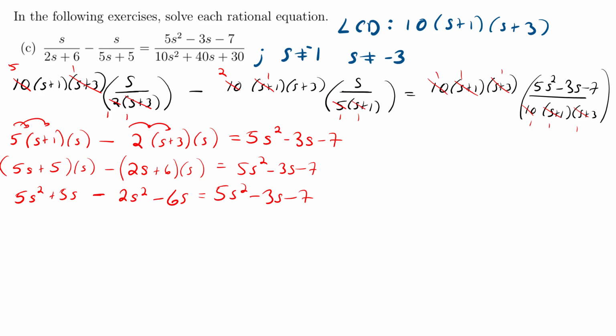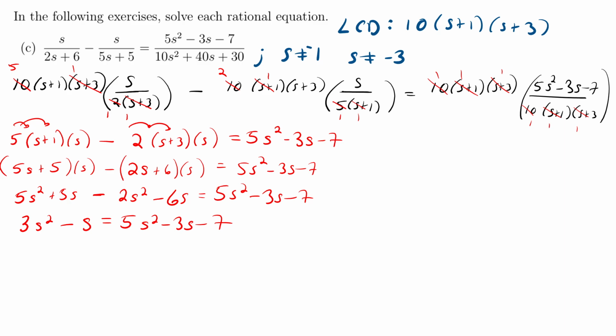And then because this seems like it's a quadratic, you can collect like terms and simplify, but on the left I have 3s squared minus s equals 5s squared minus 3s minus 7. And then remember that when we solve quadratics, we have to set everything to 0, right? So I'm going to move everything over to my left side.